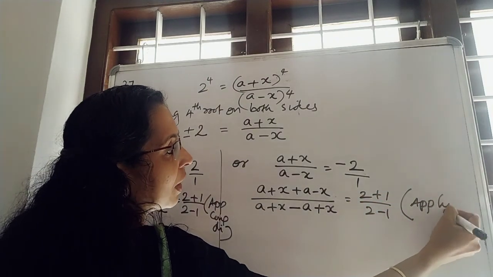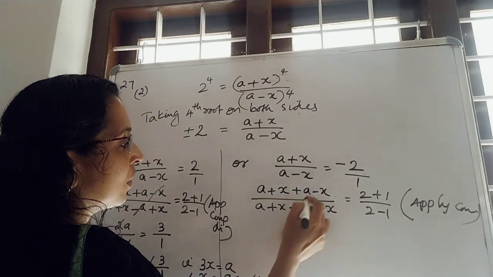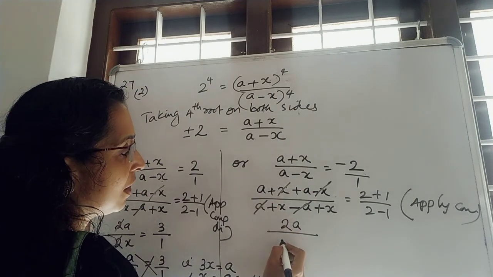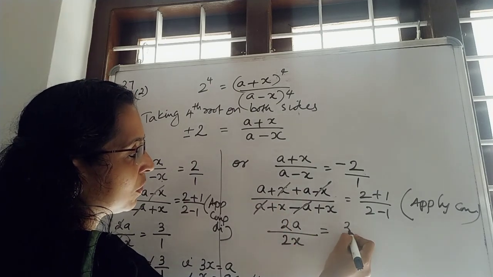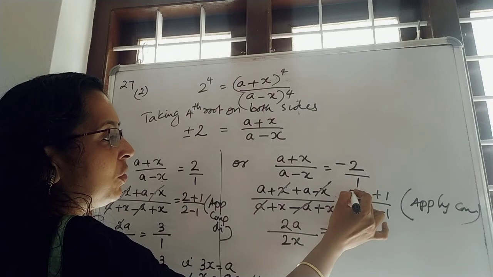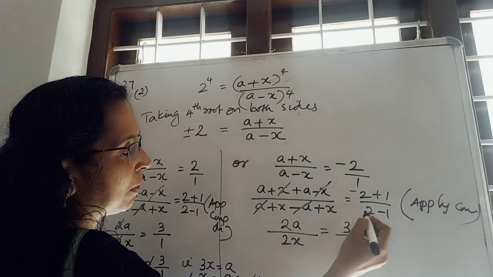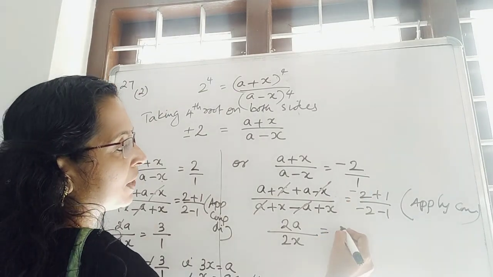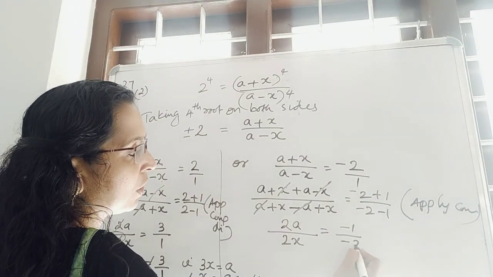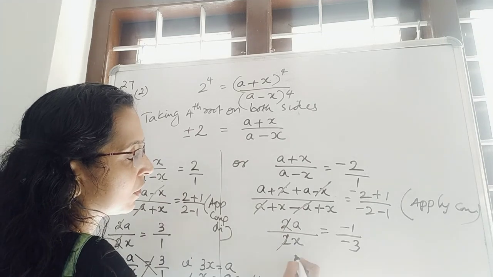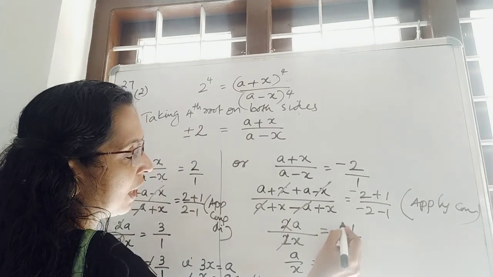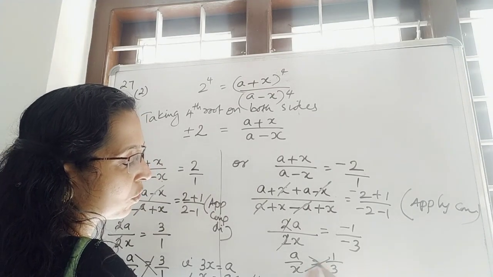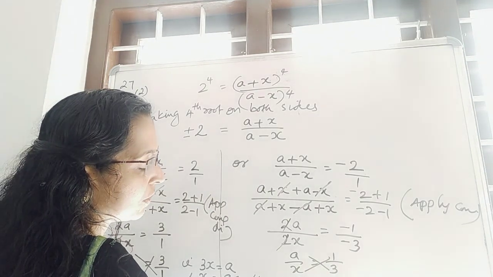Applying componendo, dividendo. So, here x cancel, 2a divided by 2x, a cancel. So, it will be negative 2 plus 1 divided by negative 2 minus 1. So, negative 2 plus 1 is what? Negative 1 divided by negative 3. 2 cancel. So, a by x is equal to negative divided by negative is positive 1 by 3. We want to find the value of x. Cross multiply. So, x is equal to 3a.